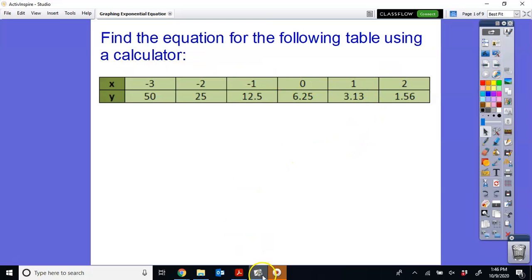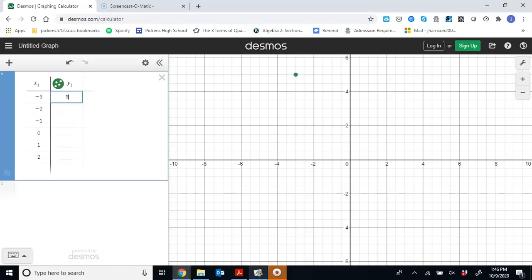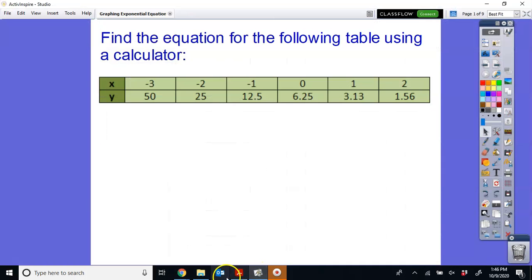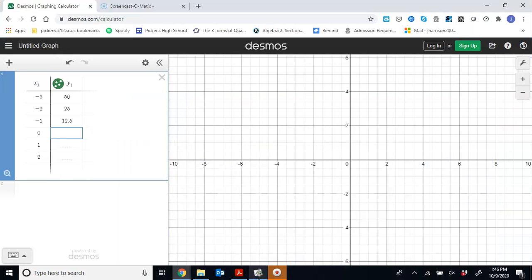All right, so then we're going to take a look at 50, 25, 12.5, and then we're going to look at 6.25, 3.13, and then we're going to look at 1.56 here.